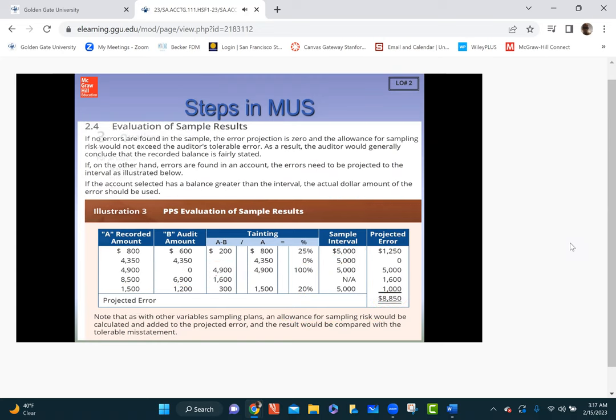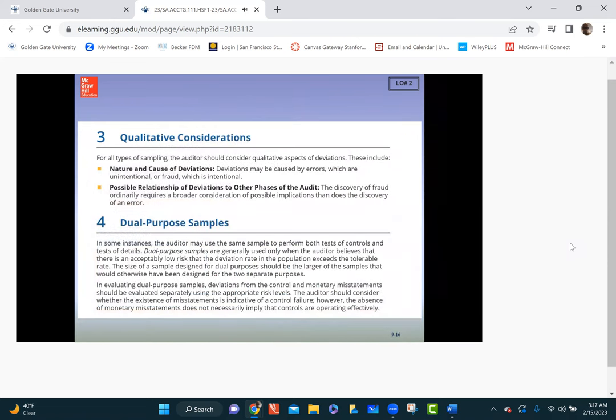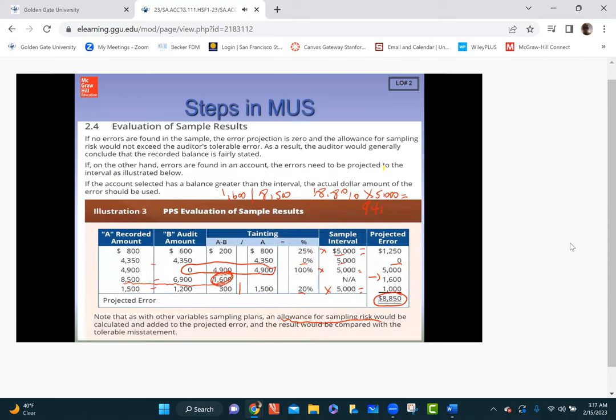So when we look at these things, we not only look at the quantitative, we also look at the qualitative situation. What caused this to happen? What was the cause of this error? And we might then start to be a little bit concerned. Maybe there's some fraud going on here, et cetera. Okay. Any question on this one?